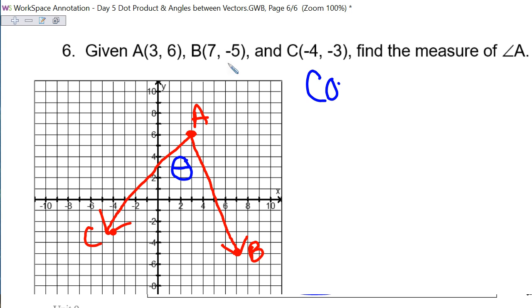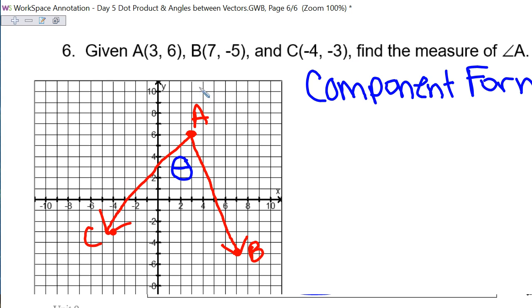So first step, find the component form. What does it mean for component form? That means the tail is where? At the origin. So let's say point A was the origin. First of all, we need to know which one is vector u, which one is vector v. It doesn't matter. I'll just say the one on the left is vector u, the one on the right is vector v. You could have switched it, you'll get the same answer in the end.